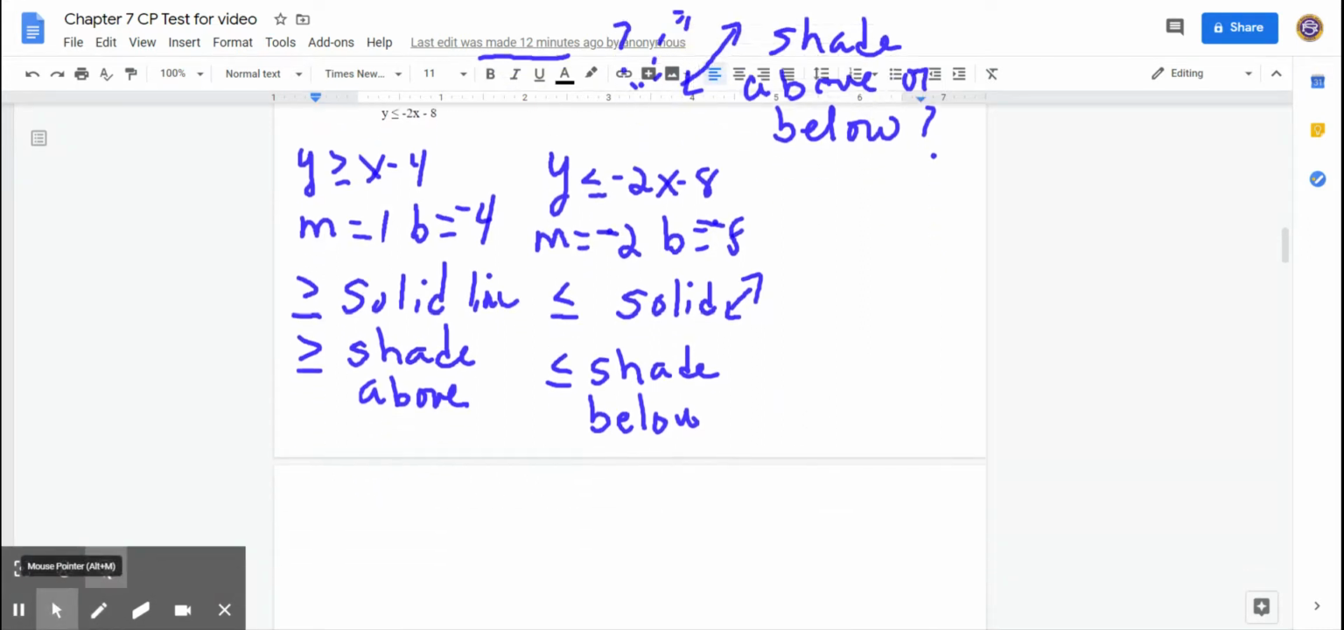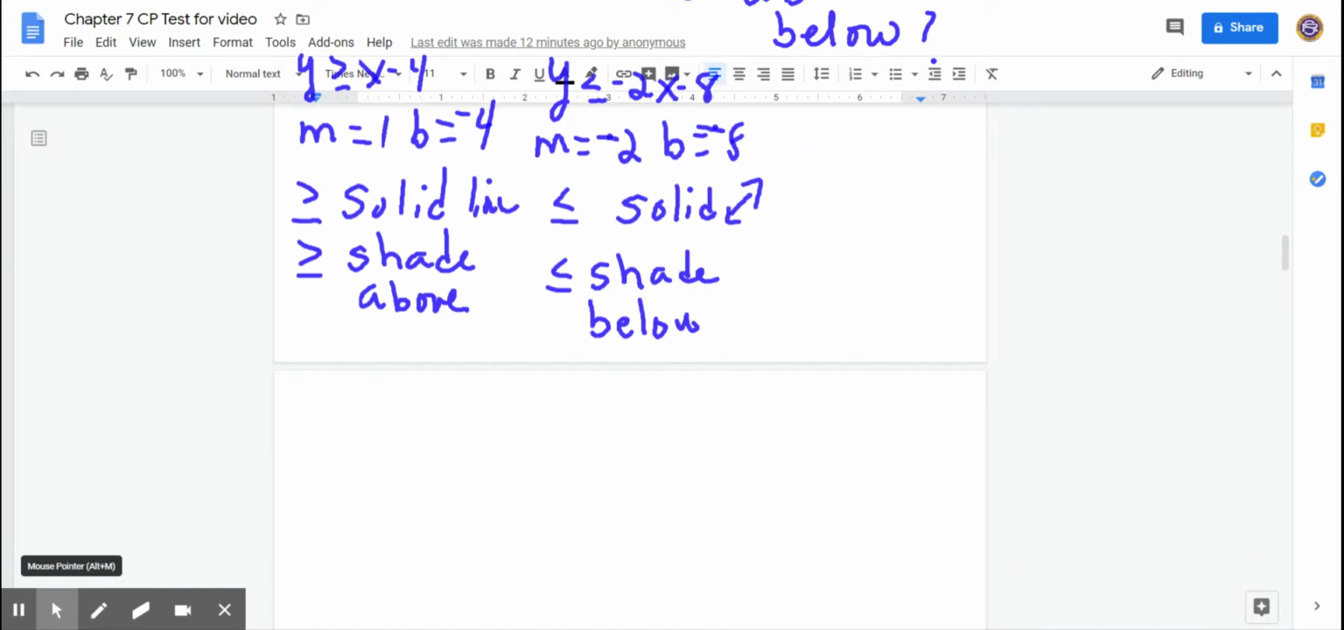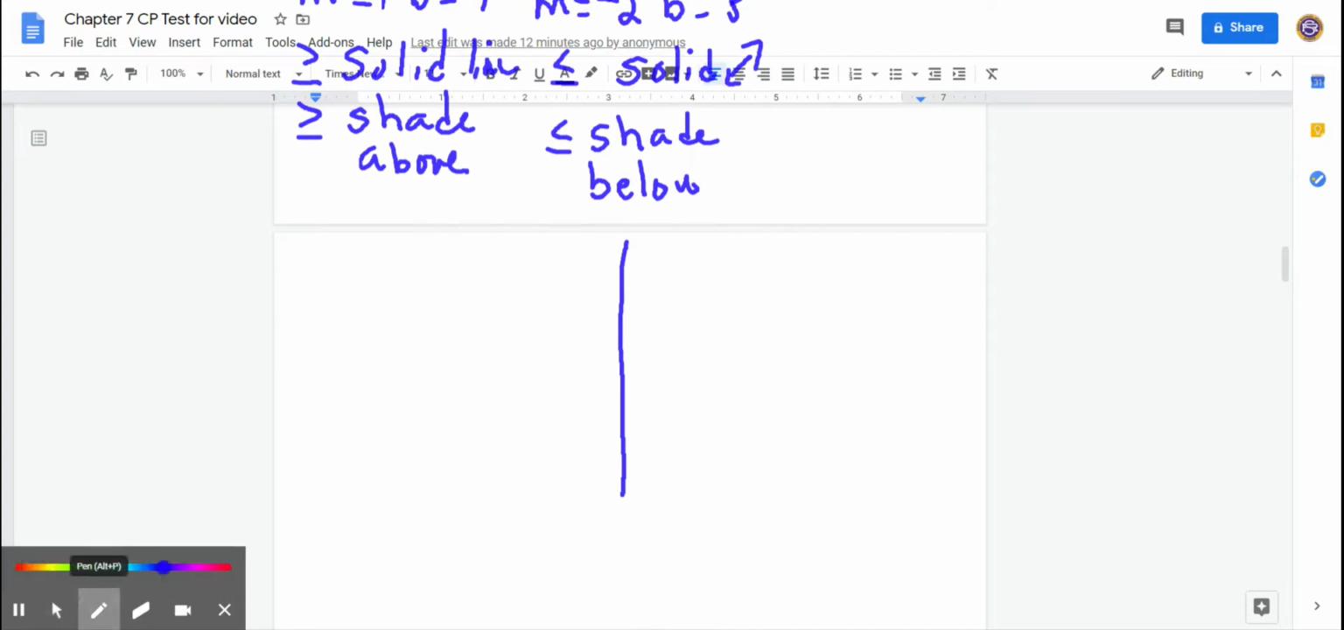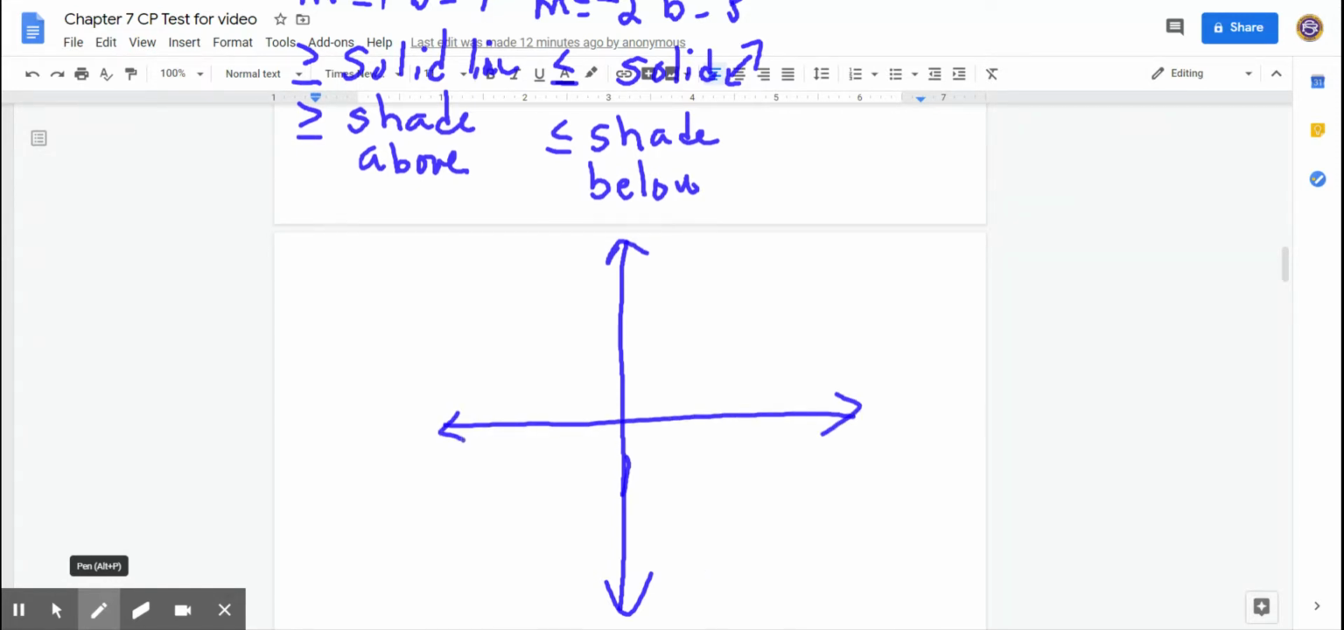Let's see if we have some room here for me to do this. All right, so now let's graph. I'm going to move it up a little bit. There we go. And again, the first slope is, get my paper here, 1, and the y-intercept is negative 4.